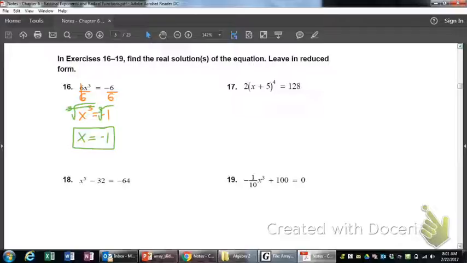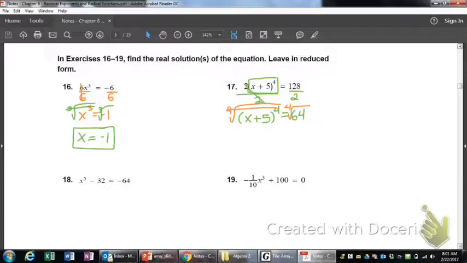For number 17, your goal is to get x plus 5 raised to the 4th by itself. You want whatever has the exponent to be alone. So you're going to divide both sides by 2. When you do that, you get x plus 5 raised to the 4th equals 64. Now that you have it alone, this is where you cancel the exponent. In order to cancel the exponent, you take that root. So I'm going to take the 4th root right here. And what I do to the left, I have to do to the right.